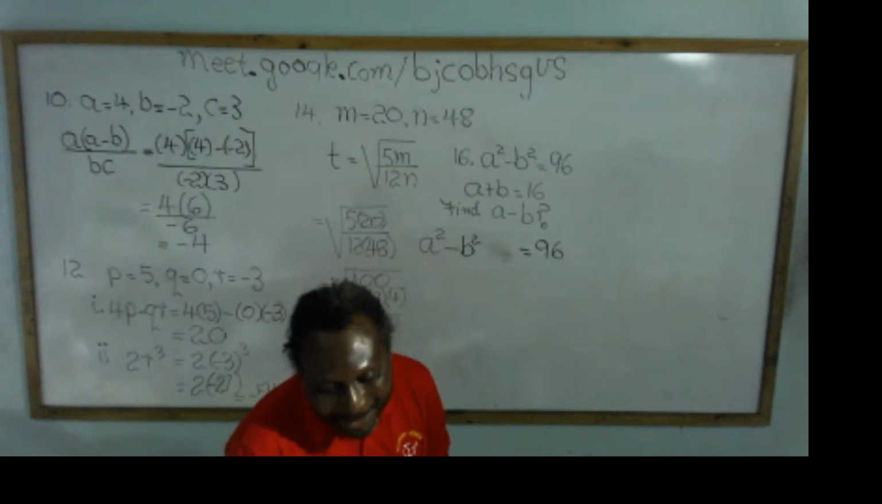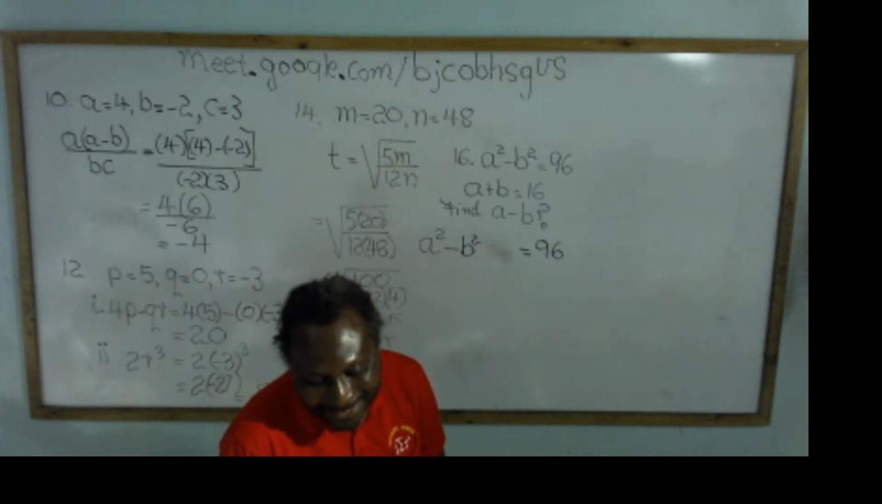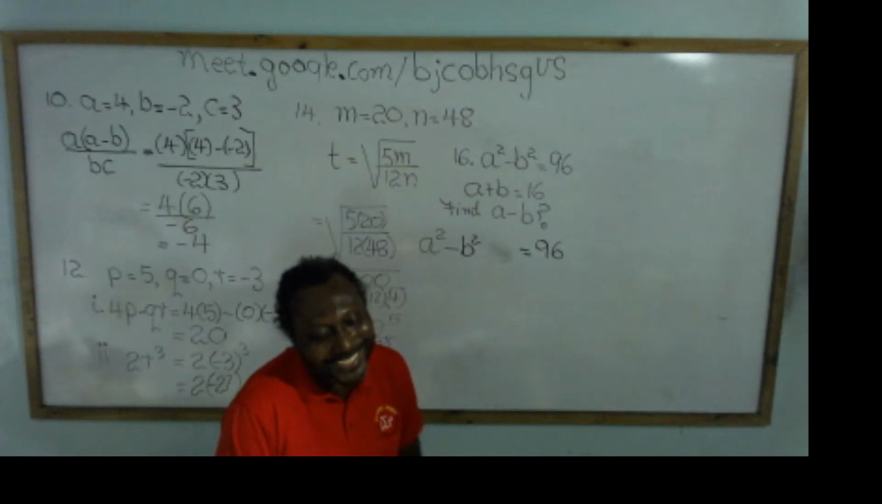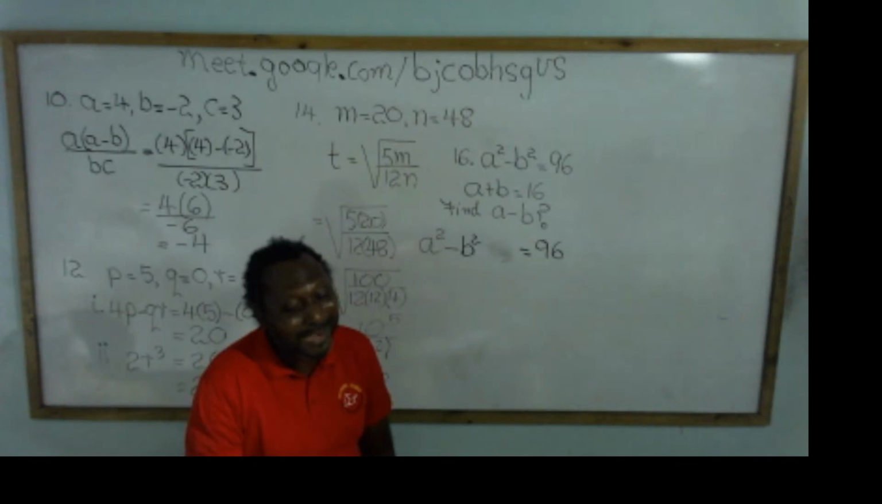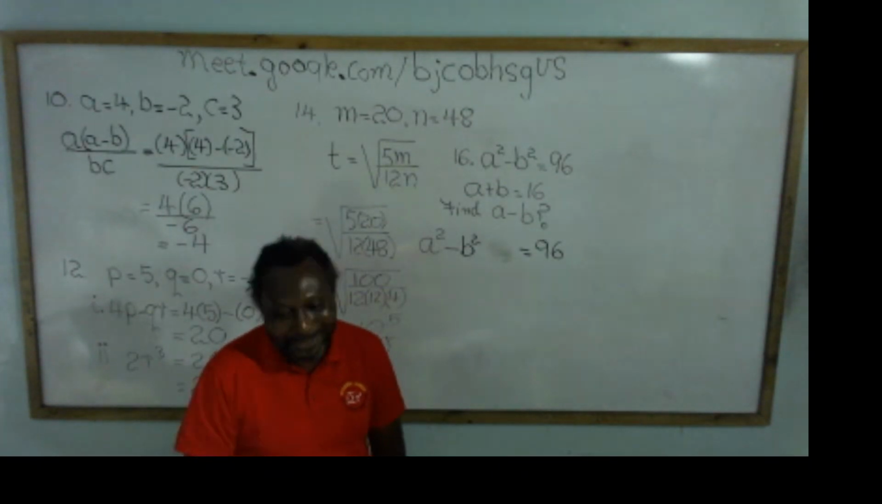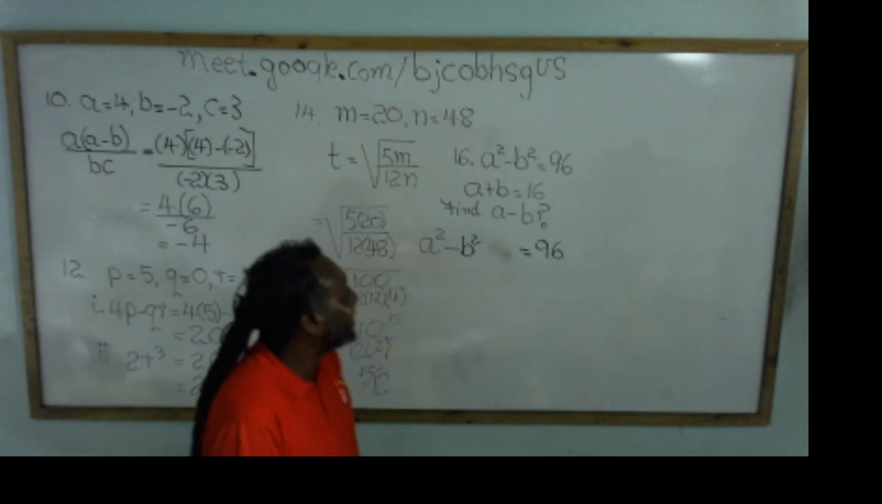Sir, I got a minus b is equal to 6. That's nice. I don't get the answer yet, so I'm hoping that your answer is correct so that I can copy from you. A minus b is equal to 6.